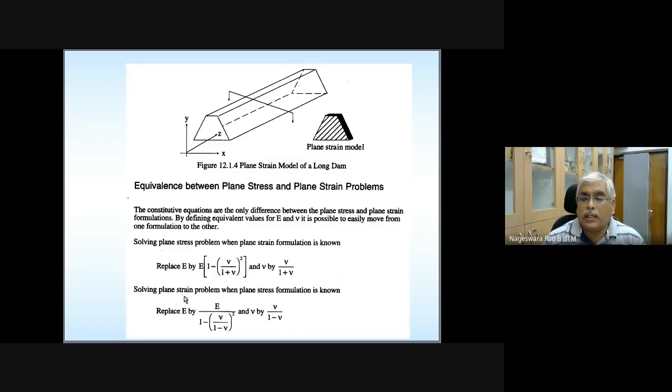Here it is written: solving a plane stress problem when the plane strain formulation is known, and solving a plane strain problem when the plane stress formulation is known. Just now, what we noted is the coupled differential equation for plane stress. So replace E with this one and mu with this one, and you get the corresponding differential equation for plane strain. And if you want to reverse that, you can use this one. So this is the equivalence between plane stress and plane strain problems. That is how you get the coupled second order differential equations in terms of U and V.